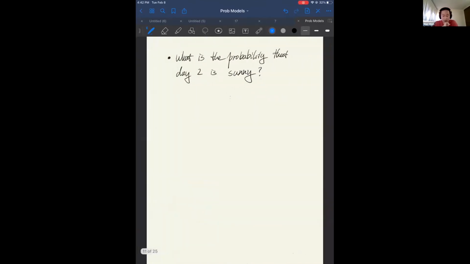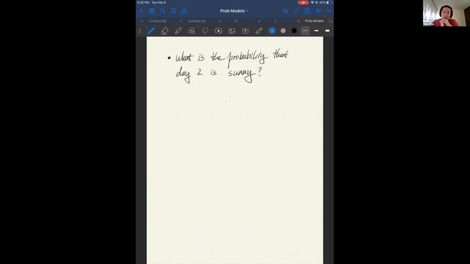So now for the next part, another exercise. What would be the probability that day 2 is sunny? Maybe I'll give you guys a couple of minutes to think about this. As a hint, there will be 2 different situations, right? The first is that day 0 is sunny, day 1 is sunny, and day 2 is sunny. And it could also be day 0 is sunny, day 1 is cloudy, and day 2 is sunny again, right?